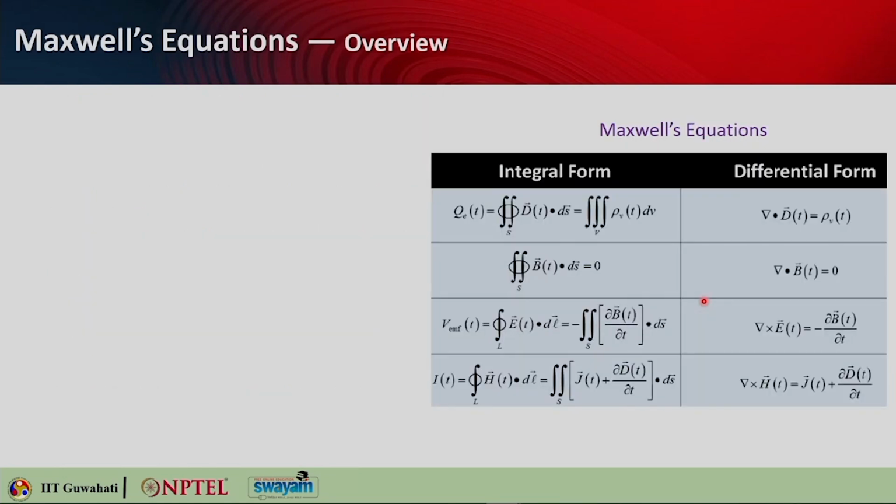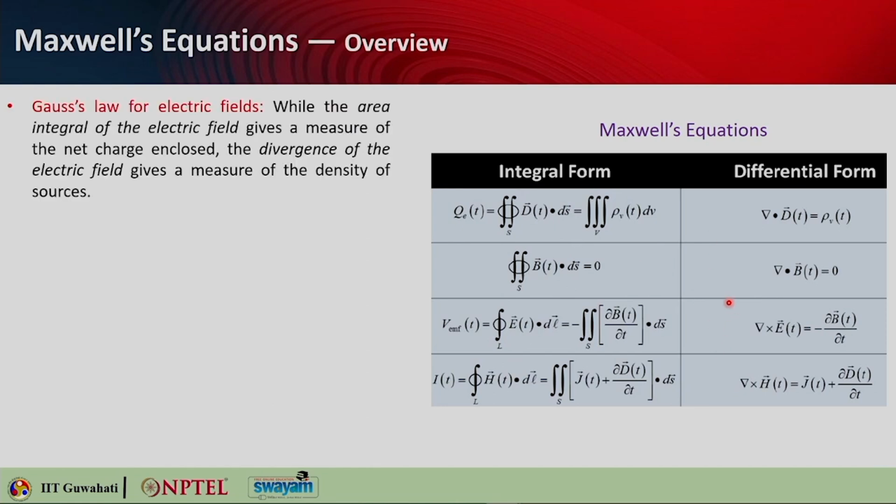Fine. So Maxwell's equations can be written in both integral form as well as differential form. We'll only focus here on the integral form because it's easy to write and also easy to describe, but they actually convey the same meaning. These are just different forms of writing the same equation. So let's start with the first one, that is Gauss law for electric field.